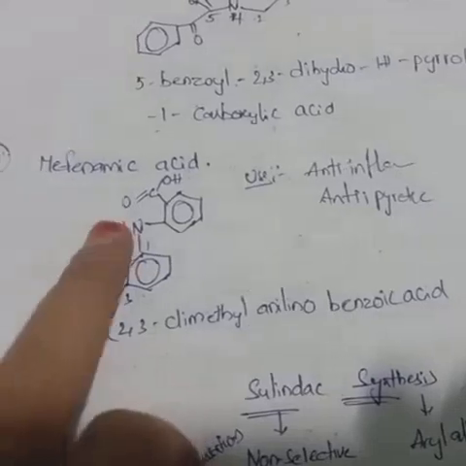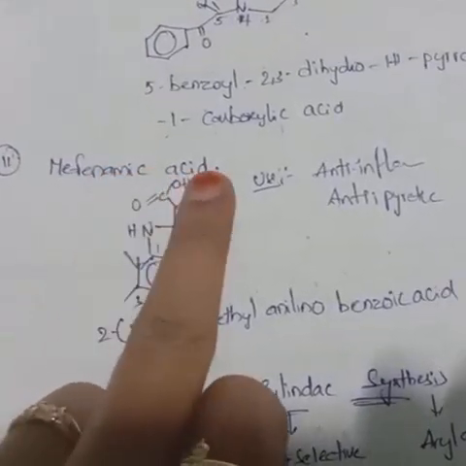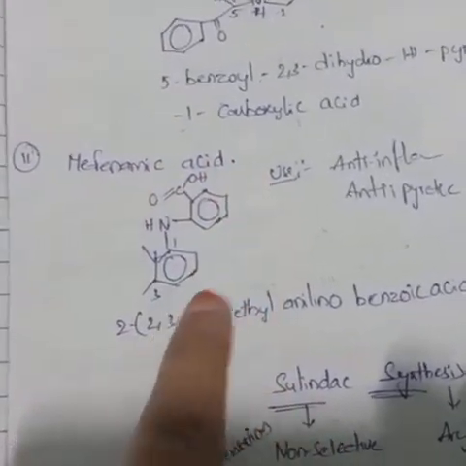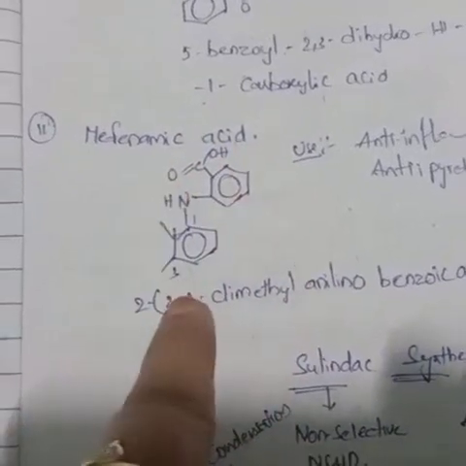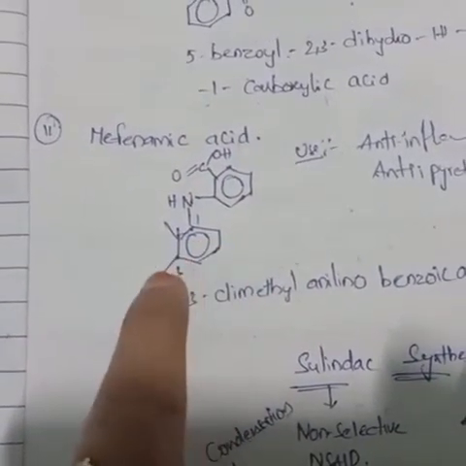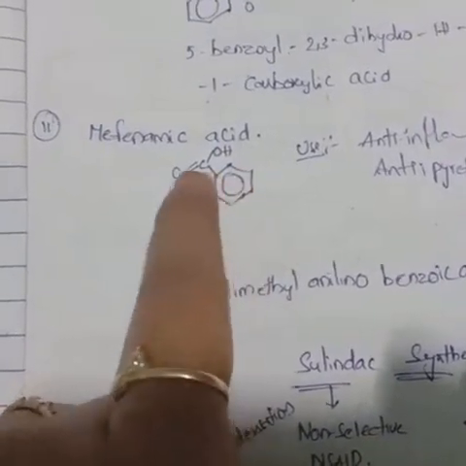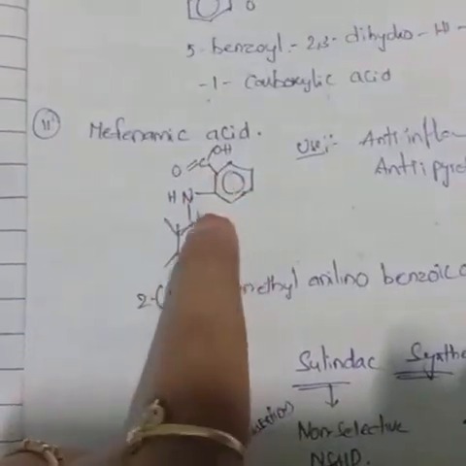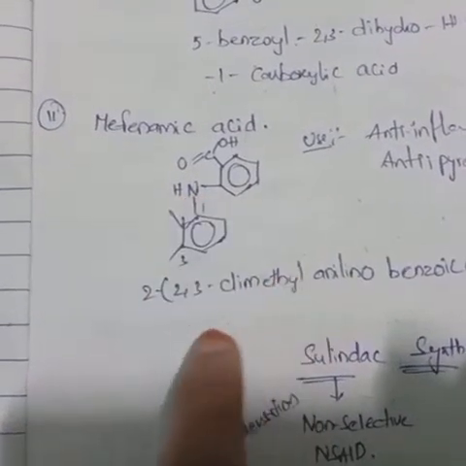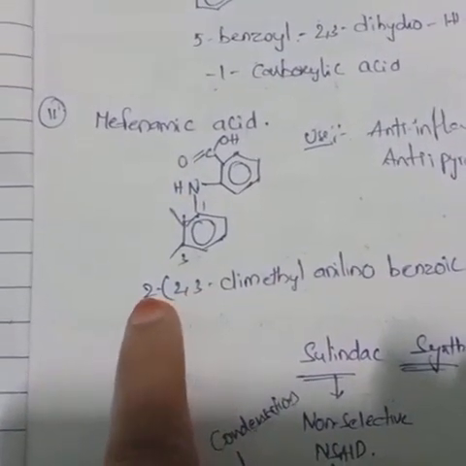Next we are going to see mefenamic acid. So this is the mefenamic acid structure. A benzene ring with 2 methyl groups at the second and third positions, and another benzene ring. A carboxylic group is attached here, and an amine group is there. Okay, so now tell me.